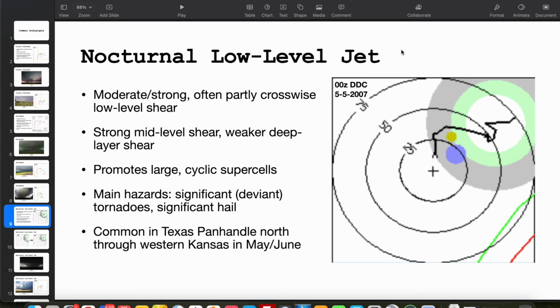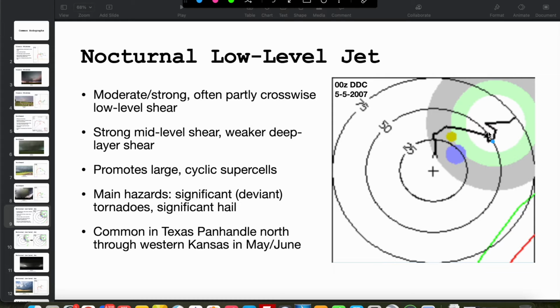So our next one is called the Nocturnal Low-Level Jet hodograph, and it looks pretty similar to the Oklahoma hodograph, your classic Southern Plains hodograph. Oftentimes we see strong low-level shear, somewhat crosswise at times, but we have strong mid-level shear as well. So strong veering of the winds, changing of wind speed and direction with height in the mid-levels, amid a weaker deep layer shear. So we don't have very long hodographs per se, but we do have strong shear in the low and mid-levels.